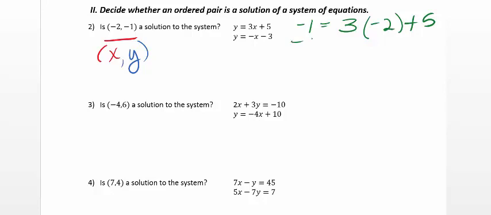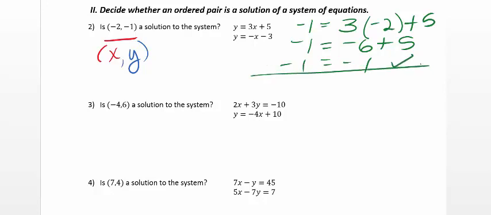Well, negative 1 equals, we can simplify 3 times negative 2, that's negative 6. And negative 6 plus 5 is equal to negative 1. So yes, this is a true statement. So negative 2, negative 1 is on the first line. But it has to be on both to solve the system.